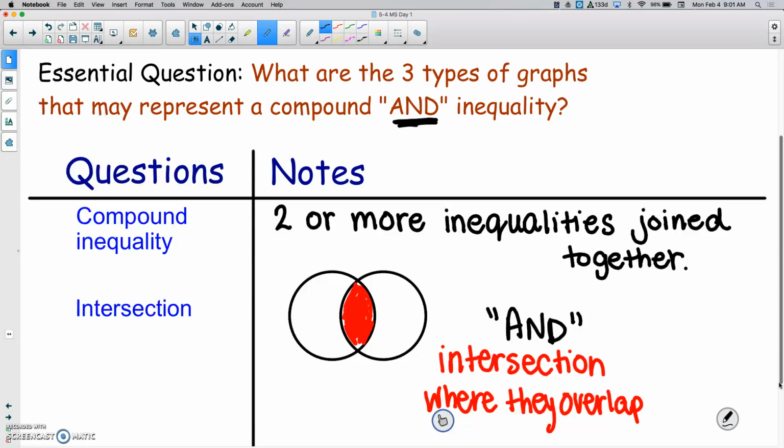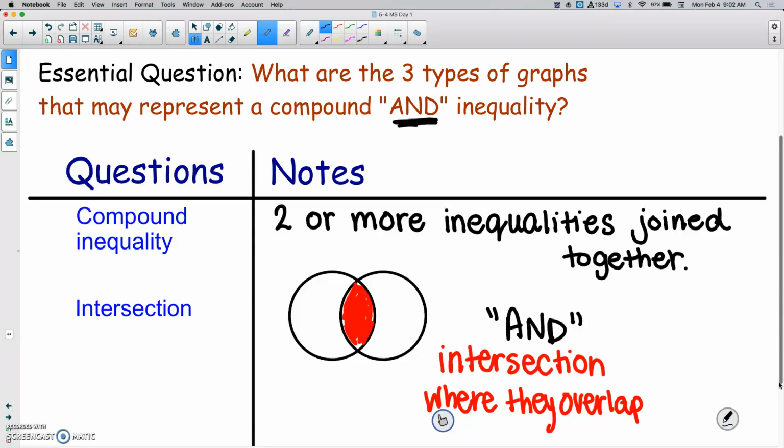A compound inequality is similar to a compound word. A compound word is when you take two words and you put them together to make a new word. A compound inequality means you're taking two or more inequalities and joining them together to make a compound inequality. Now, the key word today that's connecting the inequalities together is the word and.